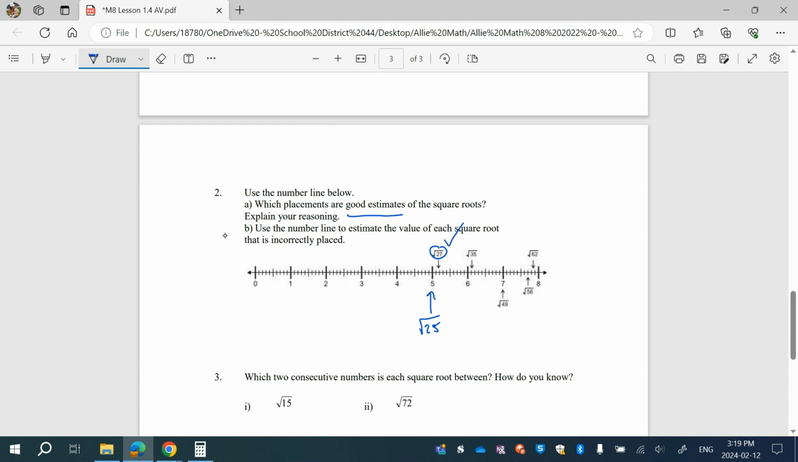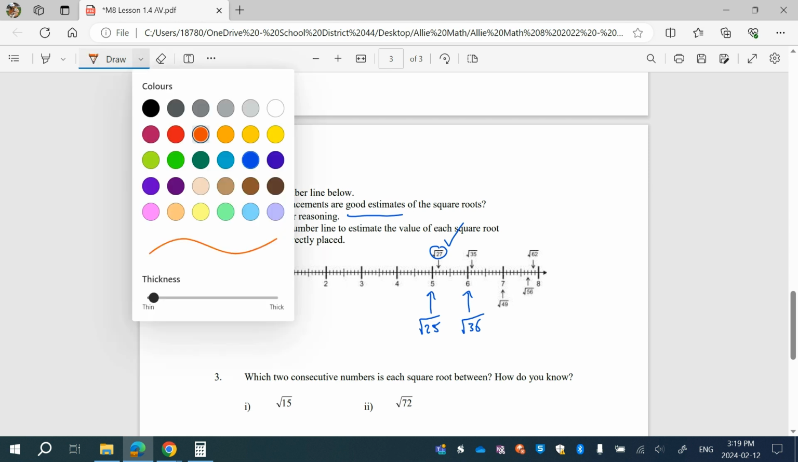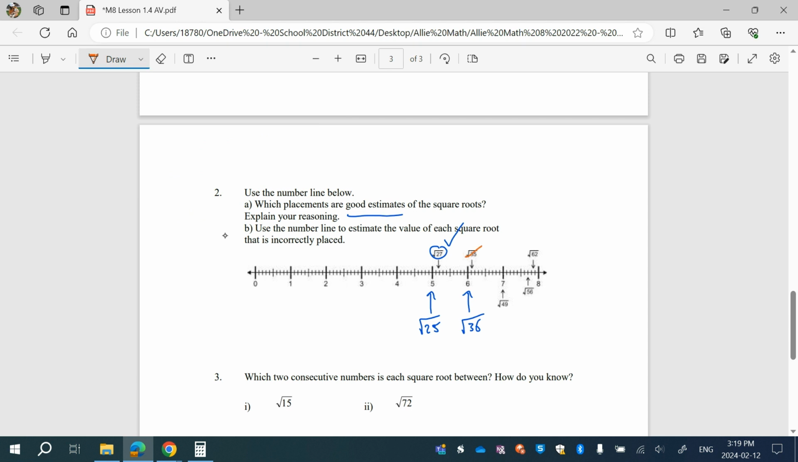Next one, 35. Well, the square root of 36 is 6, and now we have 35, and it's above that. So I think that's actually not a very good guess. I'm going to say not a great guess, because I think it should be more like right here.